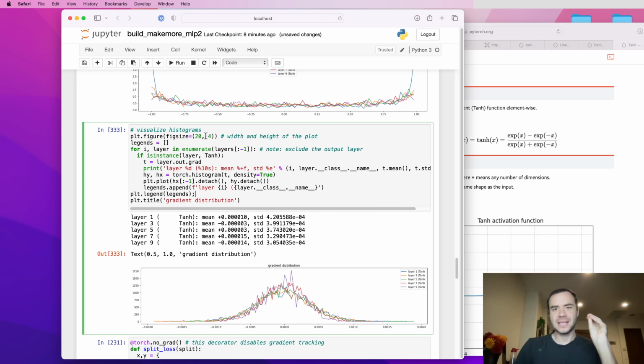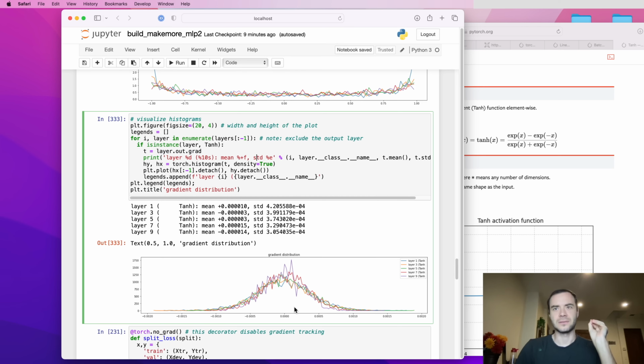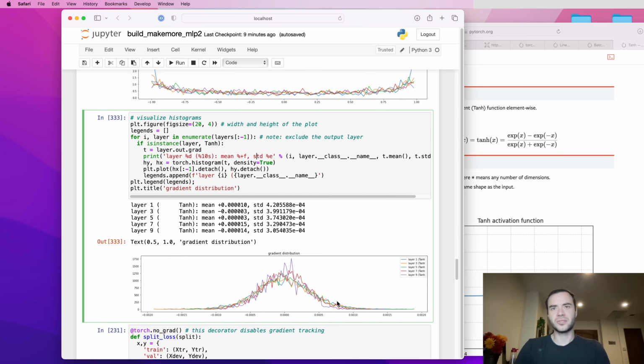Similarly, we can do the exact same thing with the gradients. So here is the very same loop if it's a tanh, but instead of taking the layer dot out, I'm taking the grad. And then I'm also showing the mean and the standard deviation, and I'm plotting the histogram of these values. And so you'll see that the gradient distribution is fairly reasonable. And in particular, what we're looking for is that all the different layers in this sandwich have roughly the same gradient. Things are not shrinking or exploding.